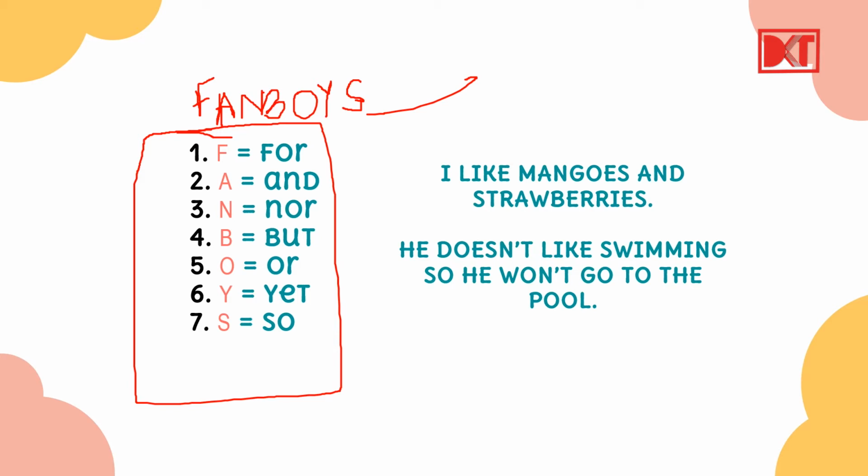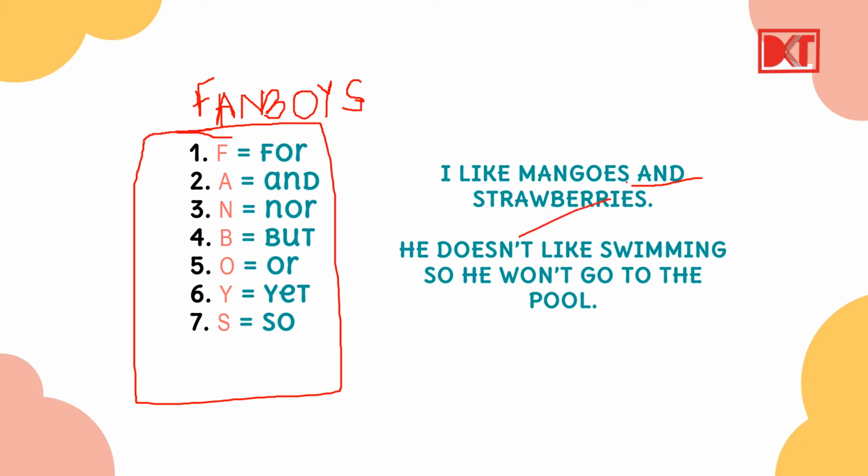Now here the example says, I like mangoes and strawberries. What is the conjunction here? And. यहाँ पे and क्या कर रहा है? It is coordinating the two words, mangoes and strawberries. दोनों को equal importance देके it is coordinating.